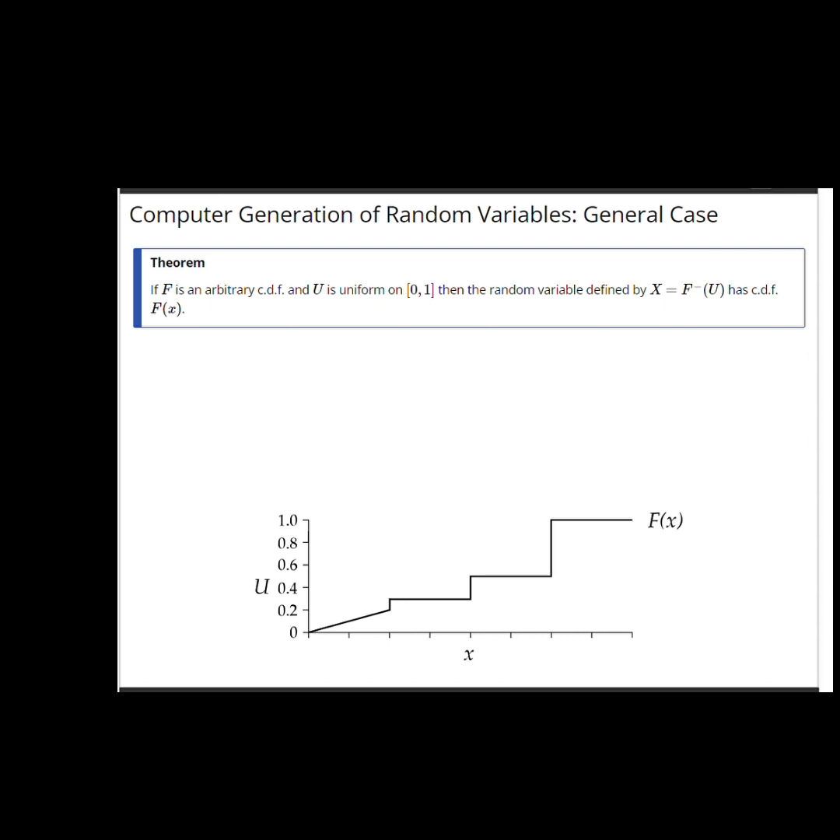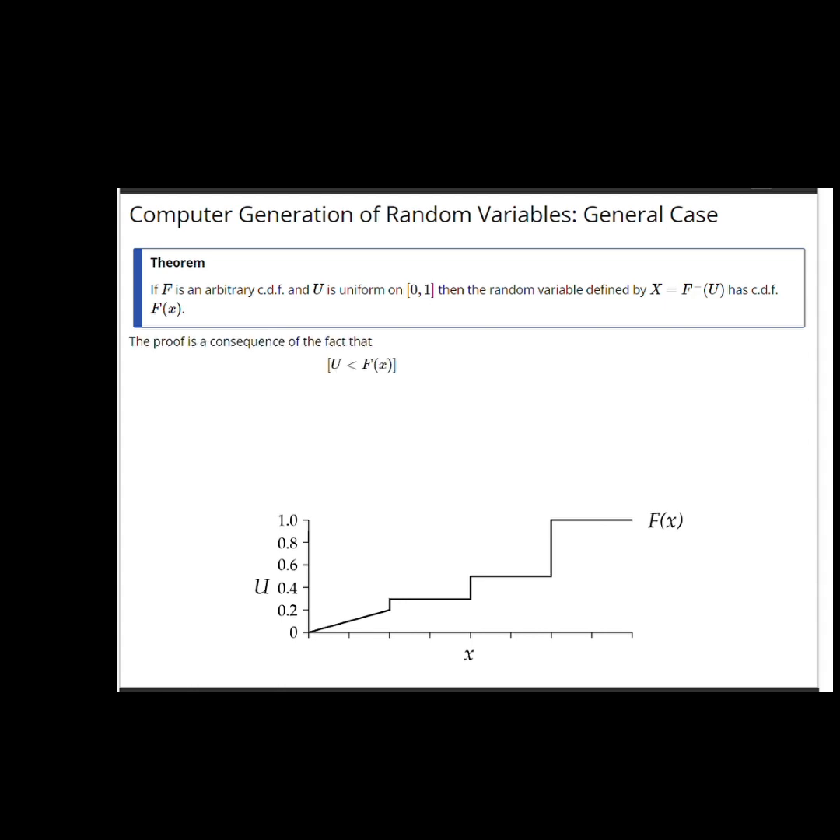Our objective, once again, is to find a random variable X with the cumulative distribution function we prescribe, namely F(x). It turns out the solution to this is X equals F inverse of U. That will have the correct cumulative distribution function, F(x).